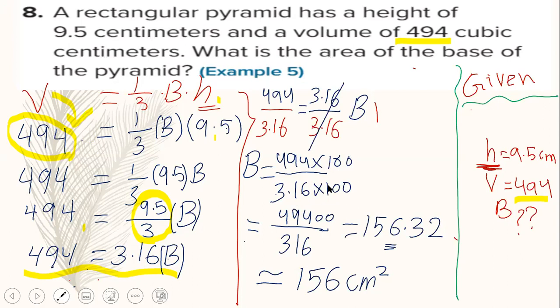We will get 49,400 divided by 316, which is 156.32. And when we round it to the nearest square centimeter, we will underline the 6. Look at the digit to the right. It's a 3, less than 5. Just cancel it. The area of the base of this pyramid is approximately equal to 156 square centimeters.